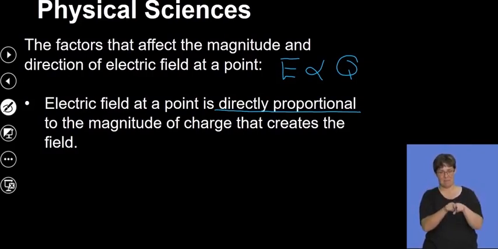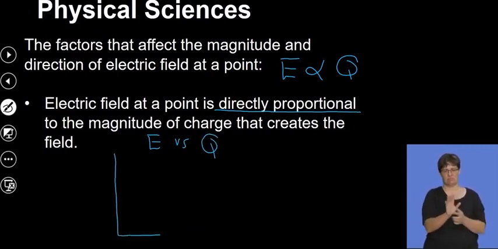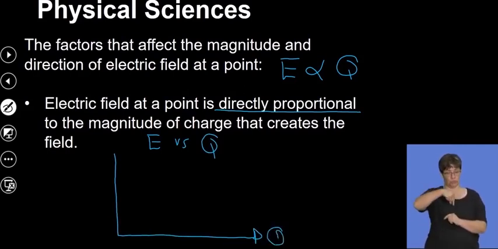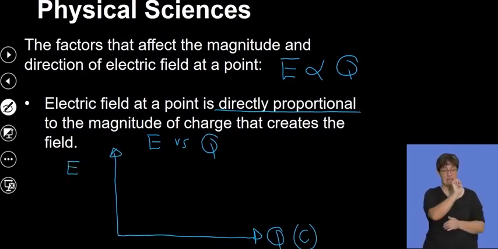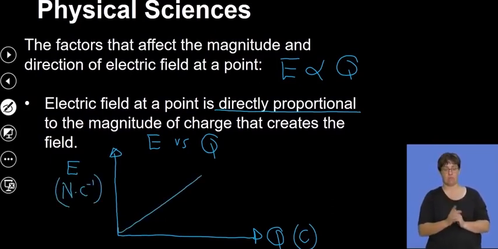But remember, direct proportion means if we increase the charge, the value of E will also increase in the same proportion. From our sketch of the graph, we've got E versus Q. This is just a sketch to show the relationship. Q is in coulombs, and on the vertical axis we've got E, electric field at a point, in newtons per coulomb. So this is the relationship that exists between those two.